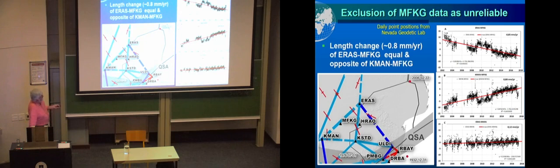If you map the Ellisras Kuruman length change, you get a very slow extension. What you also see is that there are seasonal fluctuations. This is in a horizontal plane, but it's a reflection of seasonal fluctuations related to hydrological loading.